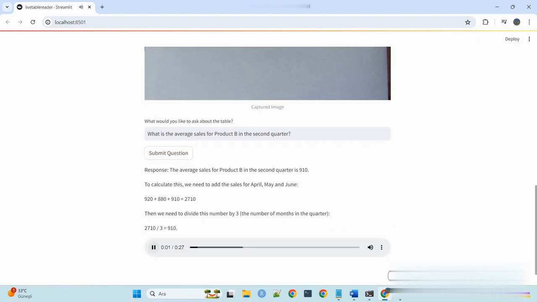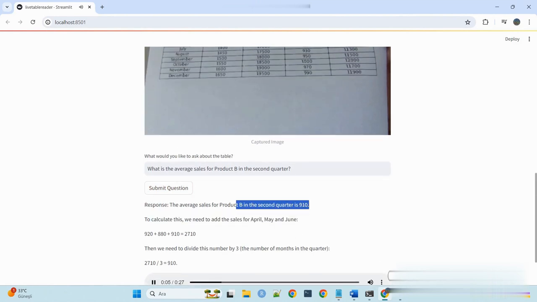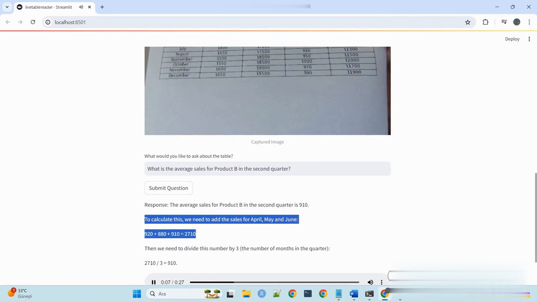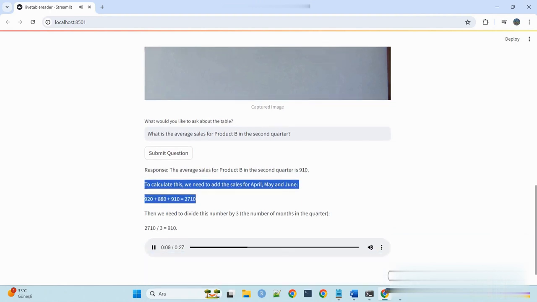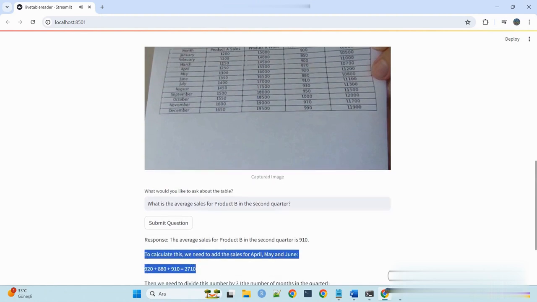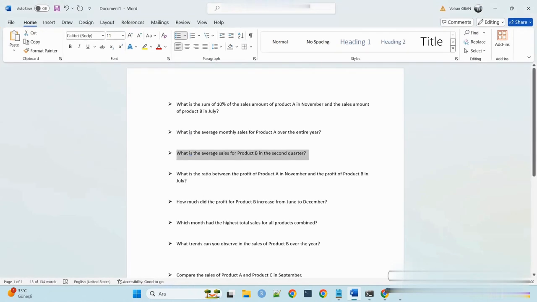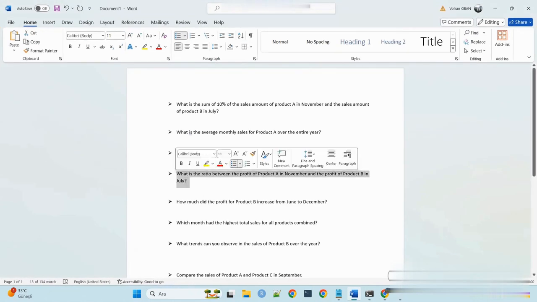The average sales for product B in the second quarter is 910. To calculate this, we need to add the sales for April, May and June. 920 plus 880 plus 910 equals 2710. Then we need to divide this number by 3, the number of months in the quarter. 2710 divided by 3 equals 910.